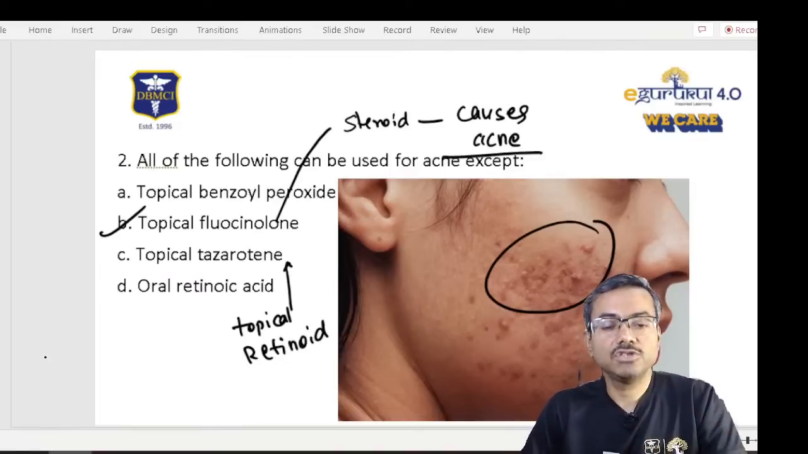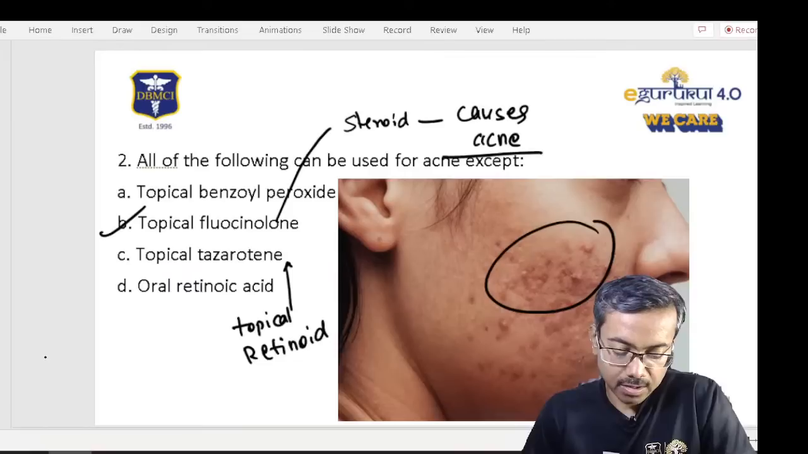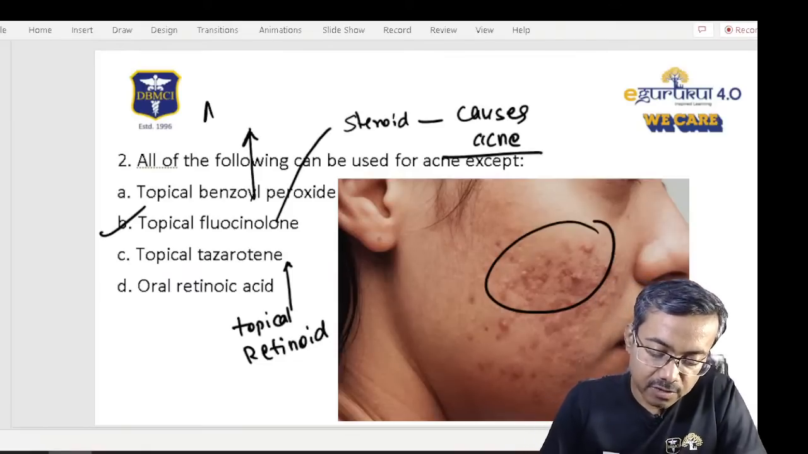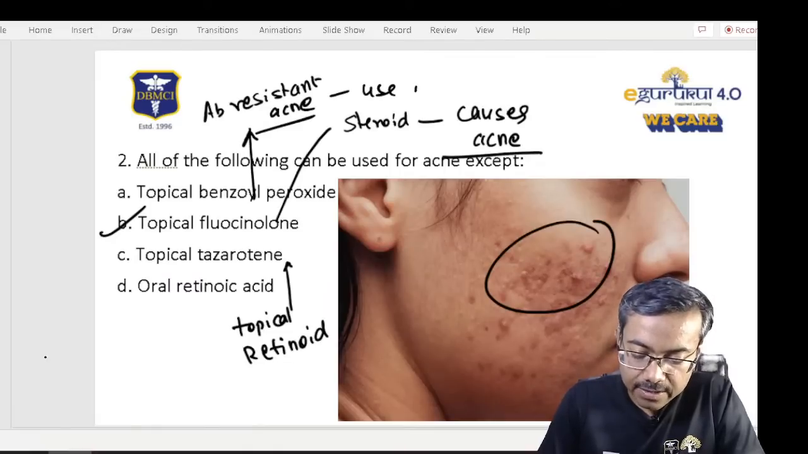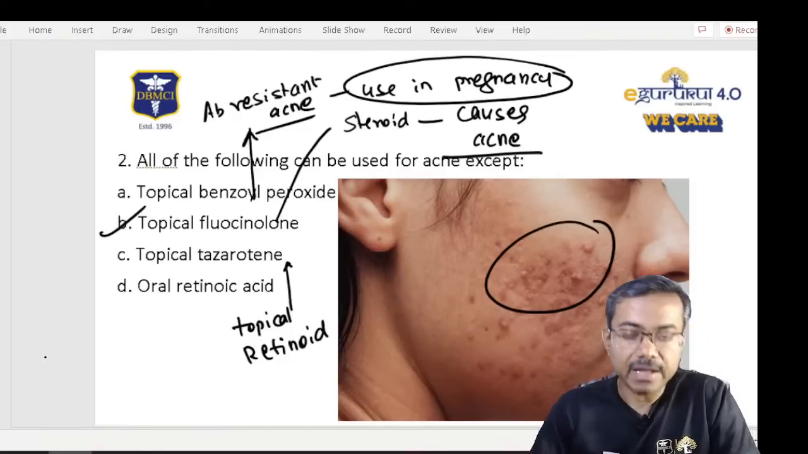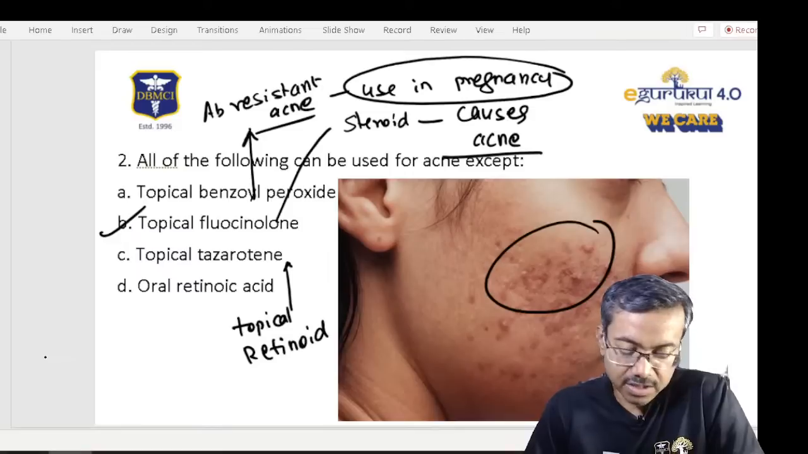Clear? No confusion on this? Okay. Benzoyl peroxide usually is given for antibiotic-resistant acne. If the antibiotics don't work, then we can give it. We can also use it in pregnancy. Benzoyl is safe, Category C in pregnancy, can be given. You cannot give tazarotene. You cannot give oral retinoids in pregnancy.